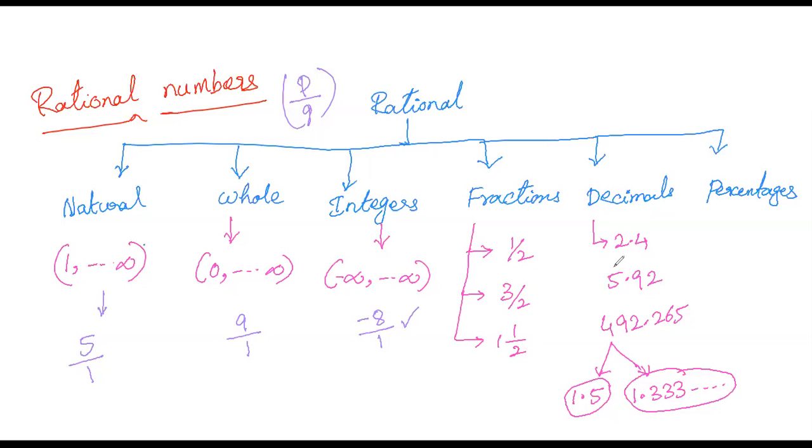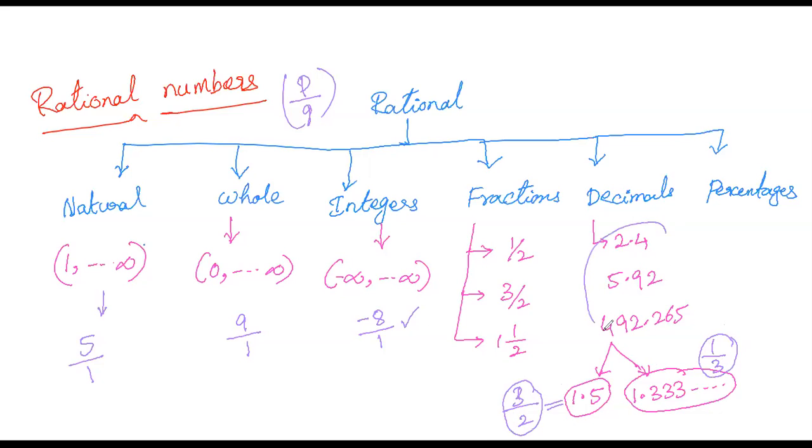Decimal numbers are also rational numbers. Why? Because 1.2 can be written as 6 by 5, and 1.333 and so on can be written as 4 by 3. That's why all these decimal numbers are also rational numbers.